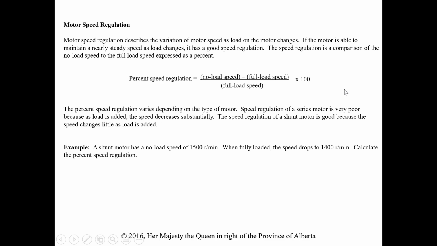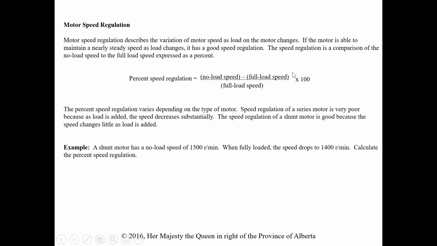Last thing to talk about is speed regulation. So we talked about this a bit in third year. Again, not too terrible, just making sure we have the right things in the right spots here. So motor speed regulation describes the variation of motor speed as the load on the motor changes. If the motor is able to maintain a nearly steady speed as load changes, it has a good speed regulation. So a shunt would have good speed regulation. Very little change from no load to full load.